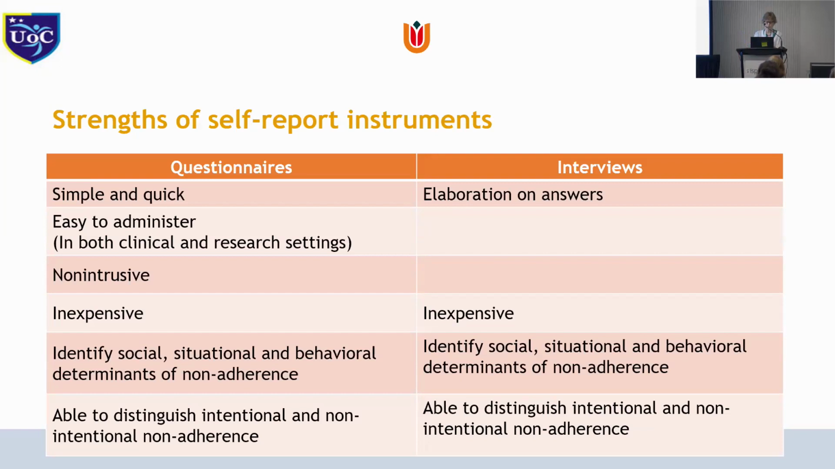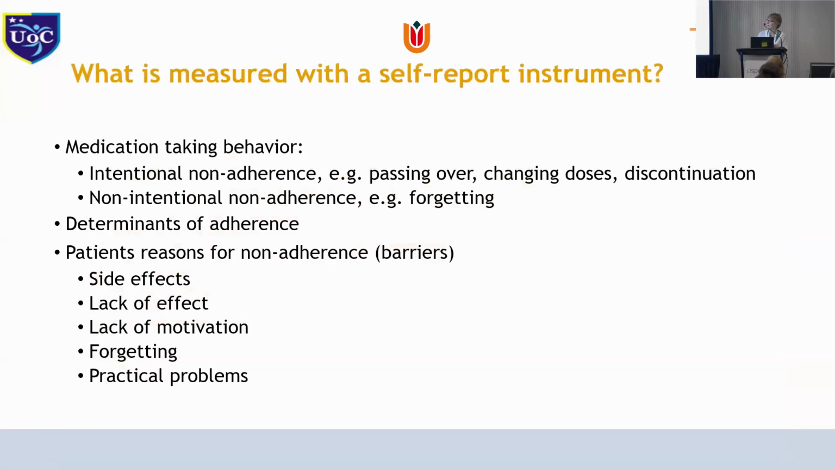Self-report instruments also allow for asking after barriers and patients' reasons for non-adherence. Like side effects, you can ask after a lack of effect of the medication. You can ask to what extent they want to use the medication, their motivation, and also practical problems. For example, a tablet can be too big to swallow, and this happens very often.